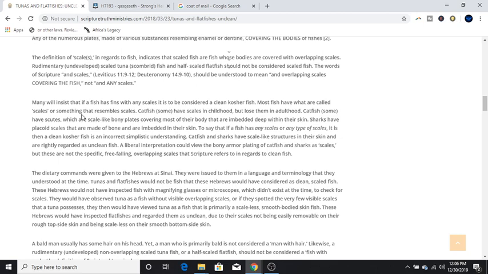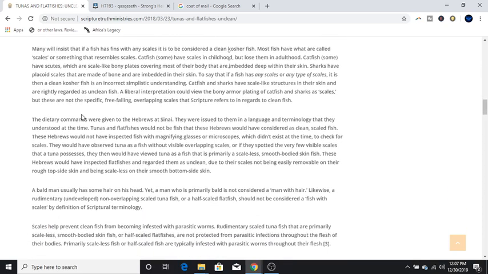These words of scripture, fins and scales, Leviticus 11:9-12 and Deuteronomy 14:9-10, should be understood to mean overlapping scales covering the fish, not any scales. Many will insist that if a fish has fins with any scales, it is to be considered a clean kosher fish. Most fish have what are called scales or something that resembles scales. Some catfish have scales in childhood but lose them in adulthood. Some catfish have scutes, which are scale-like bony plates covering most of their body that are embedded deep within their skin. Sharks have placoid scales that are made of bone and are embedded in their skin.